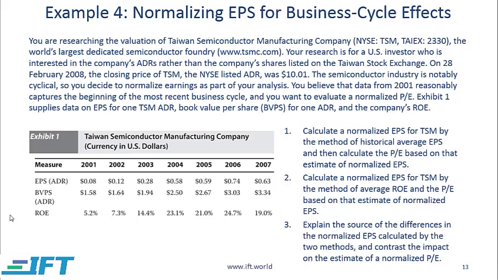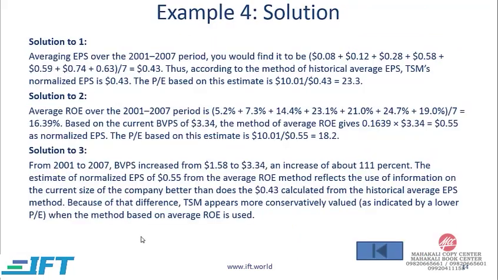Focus on the concept. The calculation is fairly mechanical. All right, so hopefully you've gone through this and it's fairly straightforward. Averaging EPS over the entire period, so these are the EPS numbers that you just saw, divided by 7 because we have 7 years in this period. This is 0.43. So using the historical method, your average EPS is 0.43, and then the PE will simply be the stock price over 0.43, which is this.